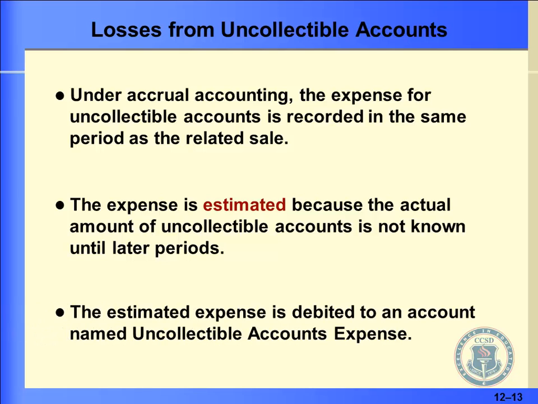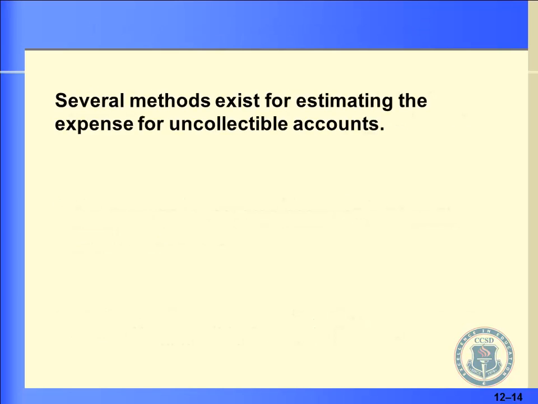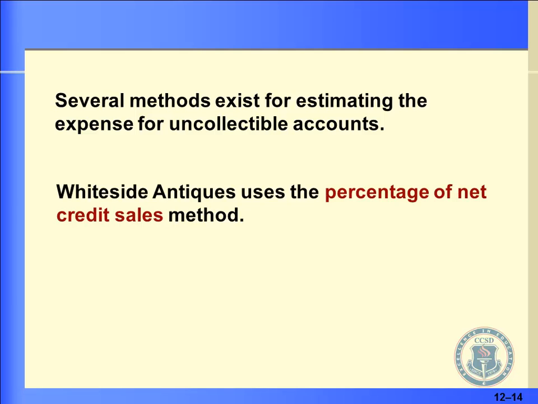So this estimated expense is debited to an account called uncollectible accounts expense. We're not going to be able to get this. There are several different methods for figuring out how much people aren't going to pay us. If we could be clairvoyant, that would be awesome, but we can't. So Whiteside uses the percentage of net credit sales method.